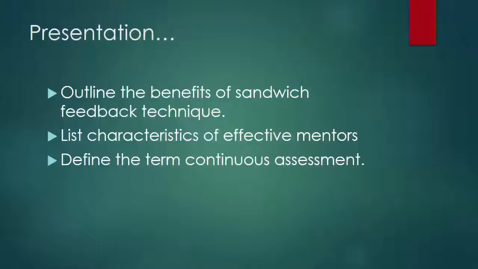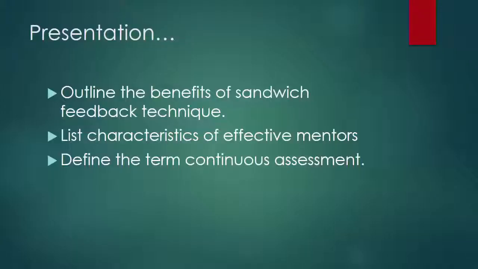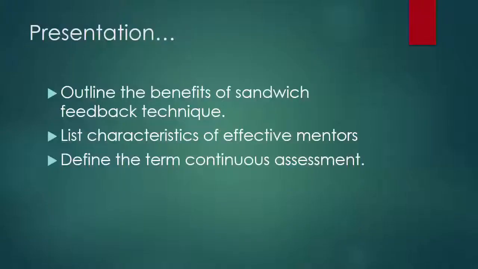The next one is list. You are only listing. You don't have to explain. You don't have to describe. But you list the characteristics of effective mentors. For a mentor to be called effective, the mentor must have certain characteristics that somebody is looking at. So you must be able to outline, or you must be able to list what are these characteristics.